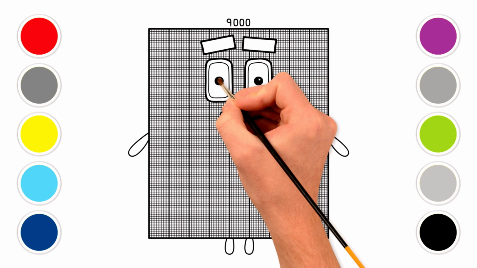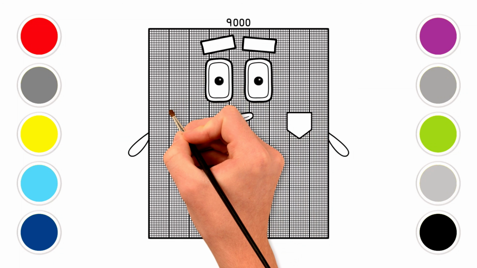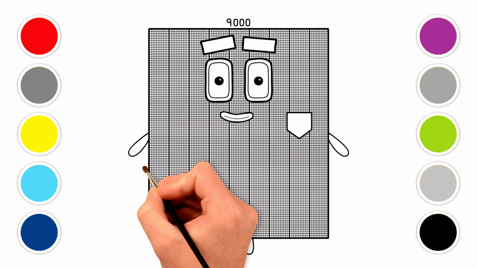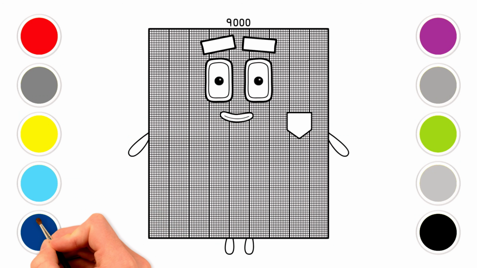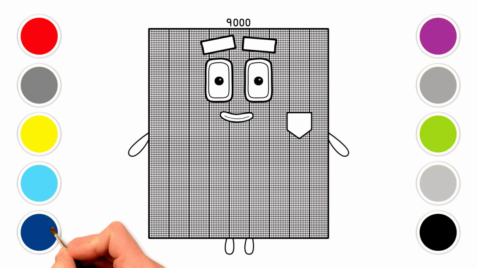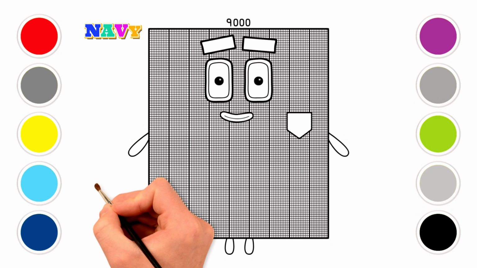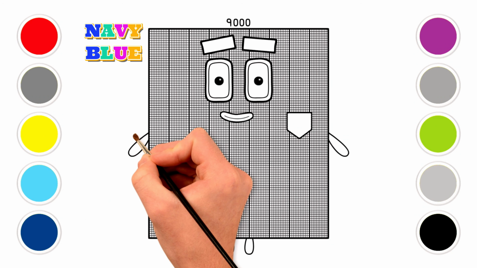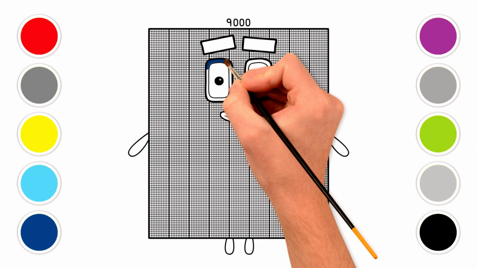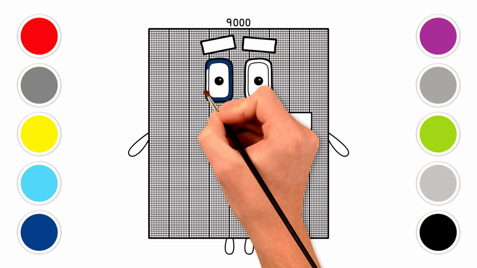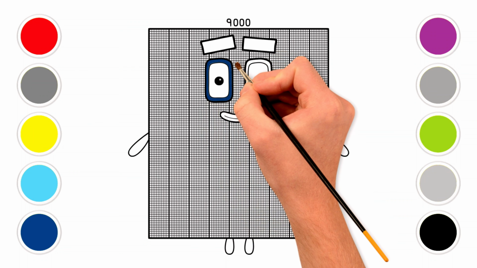Brushes twirl like little dancers, painting colors everywhere. Golden sunshine, silver starlight. Now pick up navy blue. Spell navy blue, N-A-V-Y B-L-U-E, navy blue. Color the eye outlines, eyebrows, smile outline, hands and legs navy blue.